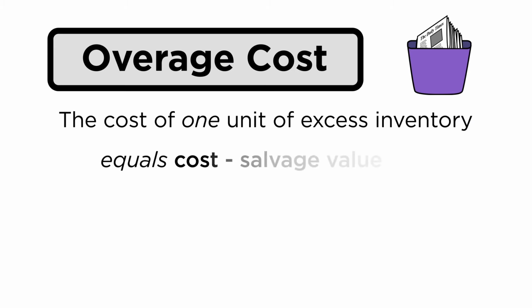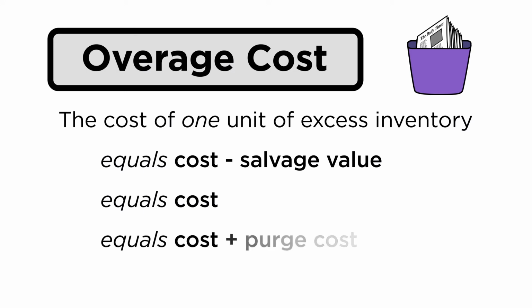This can be just the difference between the cost and the salvage value, if there is a salvage value. It could be just the cost, or it can even be the cost of buying that newspaper plus some purge cost, if there is some additional cost that you need to pay to dispose of that inventory that is left over. So this is the overage cost, and we measure this per unit of excess inventory.